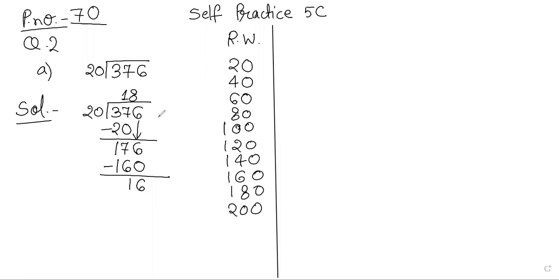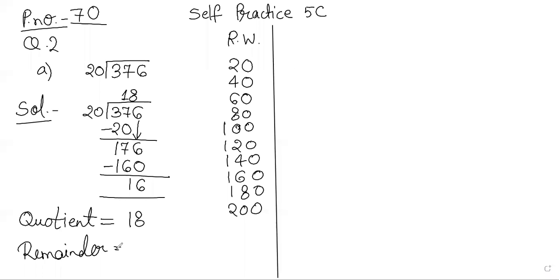Now let us check, is any digit left in the dividend? No, there is no digit left in the dividend. So we will stop our division here only. Now write the quotient. It is not divisible. Quotient is 18 and remainder is 16.